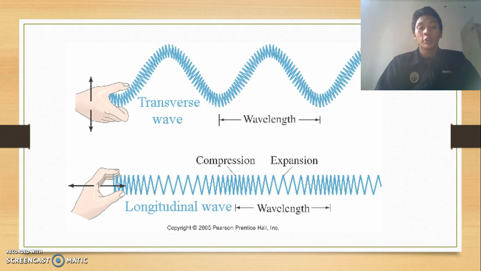left to the right. Okay, to make it easier to understand, we can use a spring to identify the transverse and the longitudinal wave. As we can see, transverse waves are produced by up and down movement, while the longitudinal wave produces parallel movement, which is left to the right or right to the left.